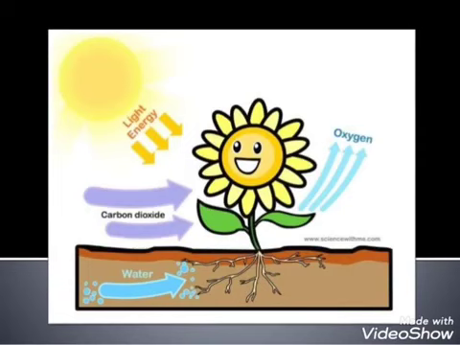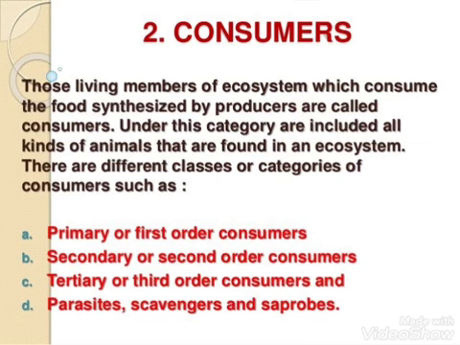When we look at the process of photosynthesis in this picture, we understand that green plants contain a pigment called chlorophyll, and by using carbon dioxide, water, and the light energy given by the sun, in the presence of chlorophyll, the plants carry out the process of photosynthesis and prepare their food, and in this process they give out oxygen.